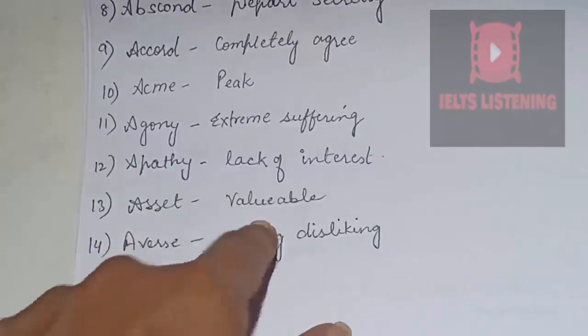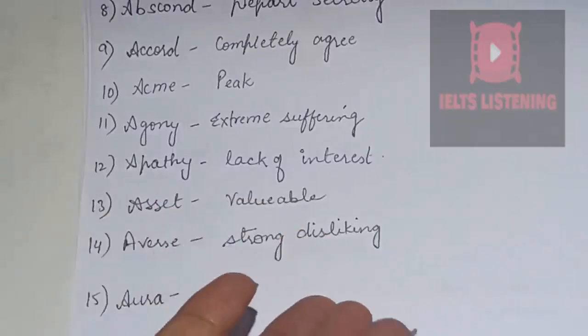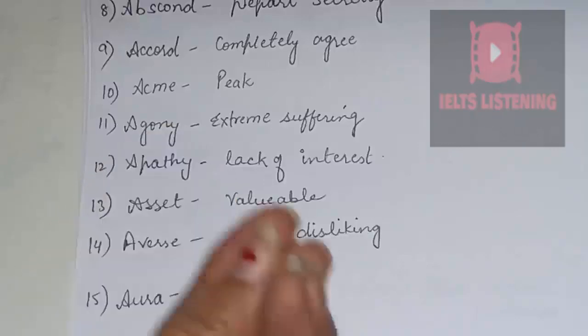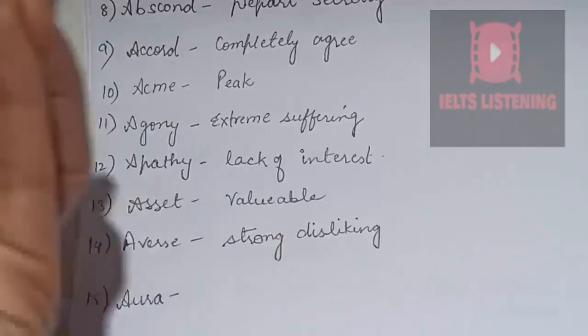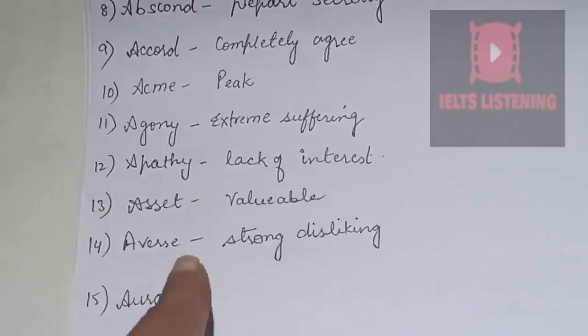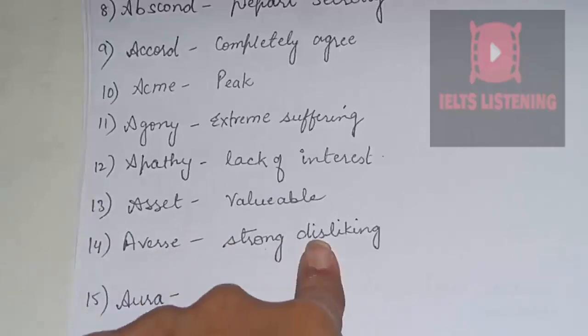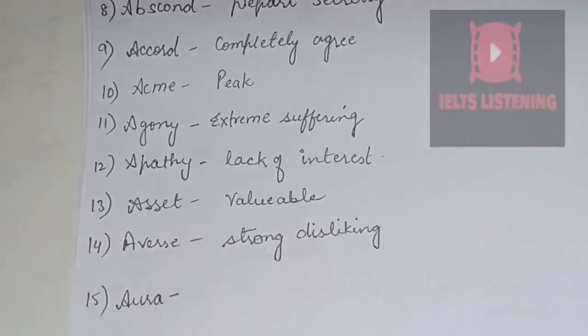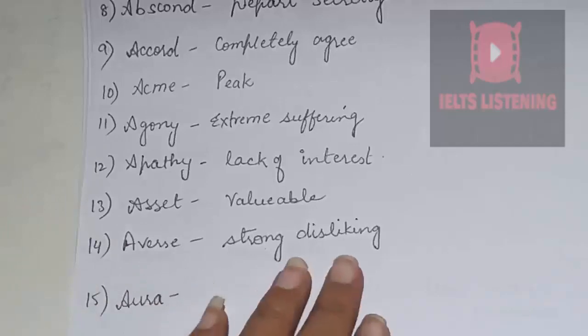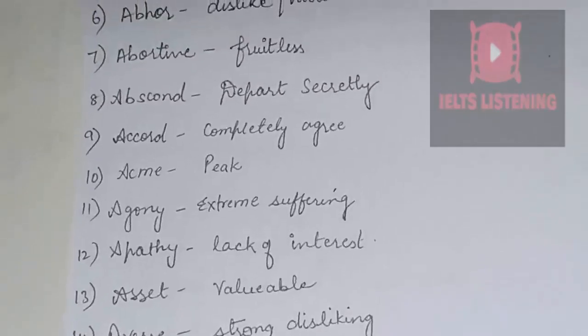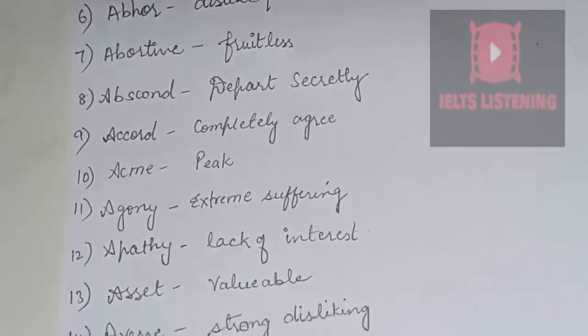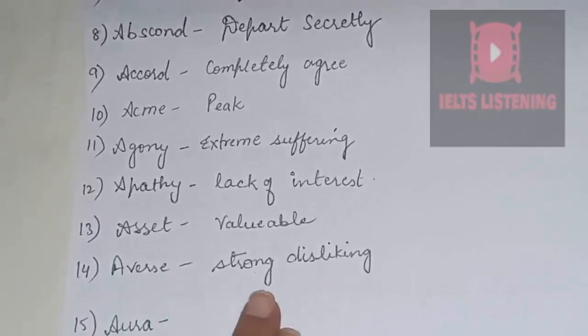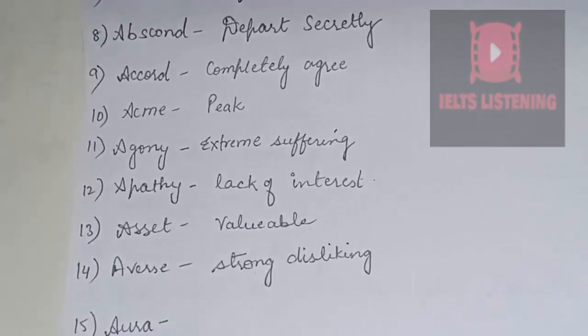Asset means valuable, like if something is very valuable, you can say that it is an important asset in my company, or she is an asset for my company. Averse means strong disliking. If you do not like anything, the same word we used is abhor. You can say dislike or hate, and this is averse, which also means you strongly dislike something.